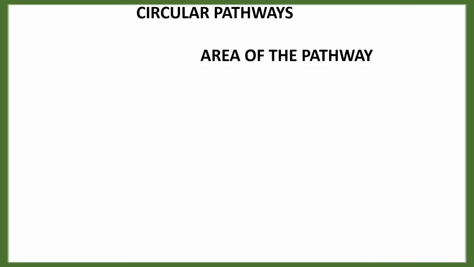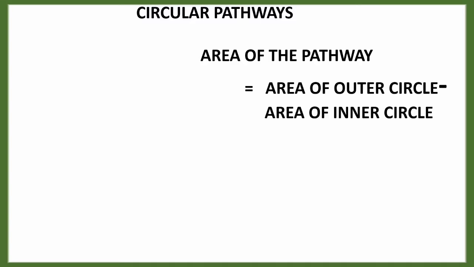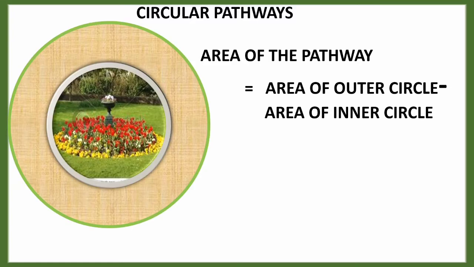Before we get its total surface area, we have to understand the circular pathway. What is meant by circular pathway? Circular pathway equals area of the outer circle minus area of the inner circle. See this picture. These types of circles are called concentric circles because the center is the same, the radius is different. The inner radius small r, outer radius capital R. The region between these two circles is called circular pathway.